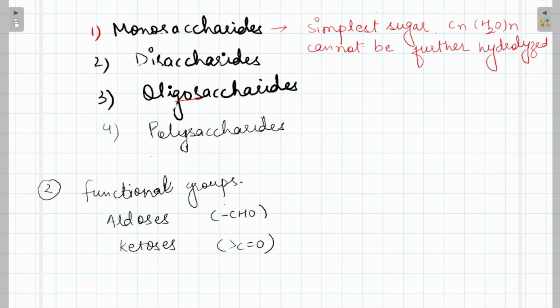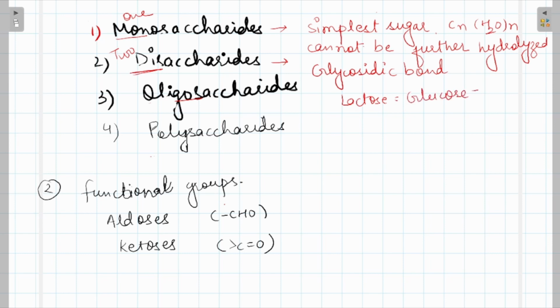Second, disaccharide. Mono यानी 1, so it contains only one sugar unit. Di means 2, so it contains 2 sugar units. These sugar units are joined together by a covalent bond and that bond is called glycosidic bond. An example is lactose sugar. Lactose, you know everyone, milk sugar. Lactose is a milk sugar. It is formed by glucose and galactose. So glucose and galactose sugars are joined together by glycosidic bond.